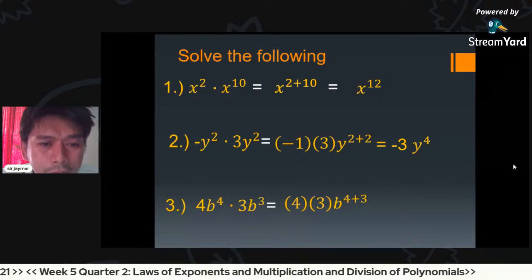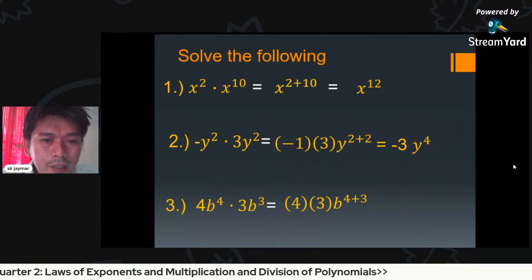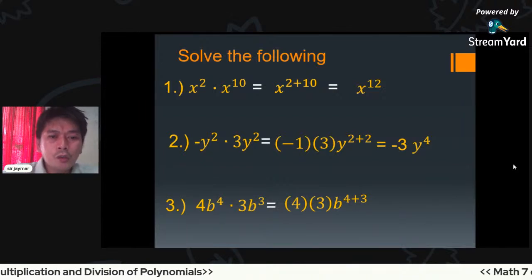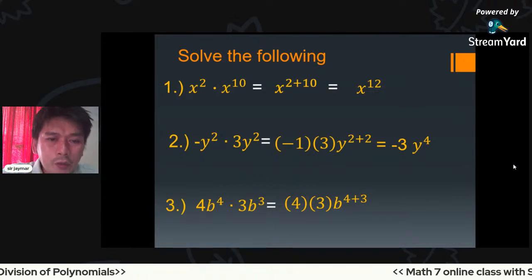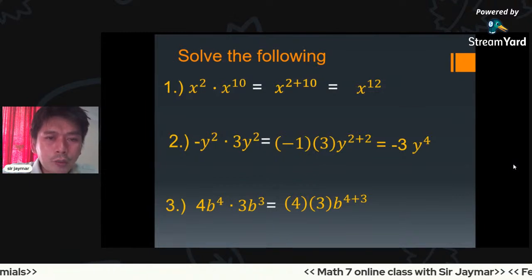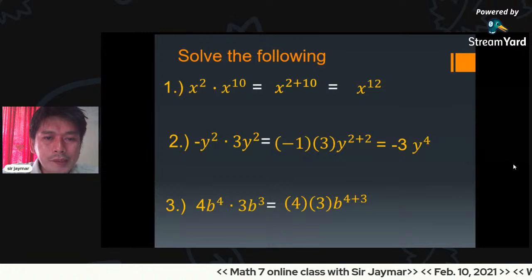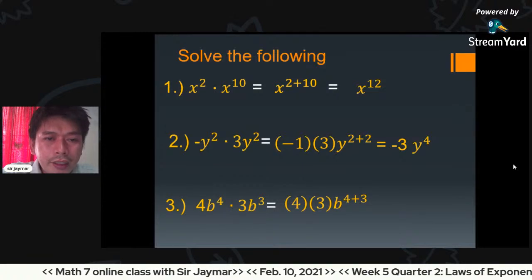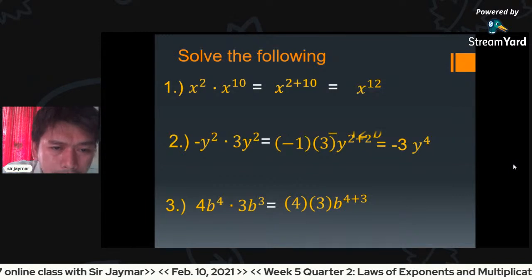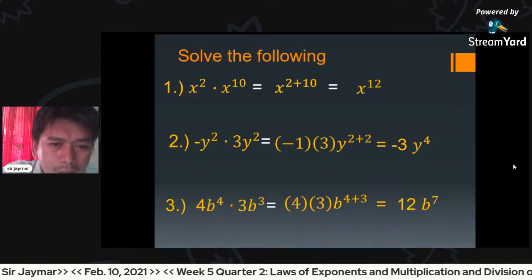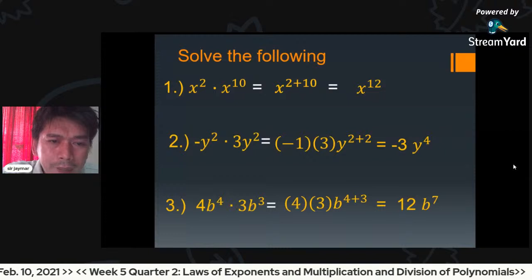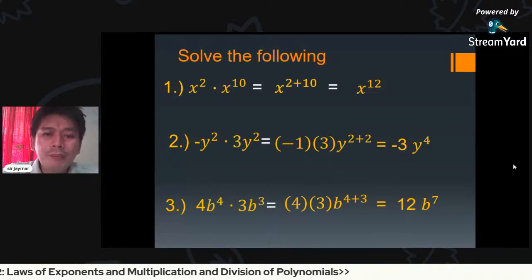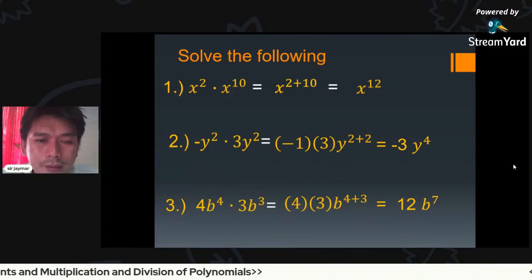In number 3, 4b raised to 4 multiplied by 3b cubed. Here you can see the numerical coefficients. You multiply these: 4 times 3 becomes 12. And then for the variable, you add the exponents because they have the same base. So 4 plus 3 is 7. So 12b raised to 7.